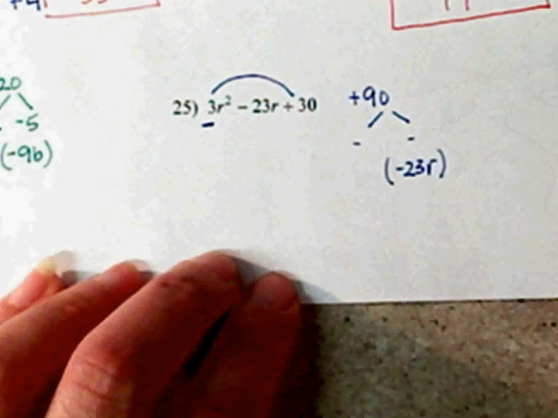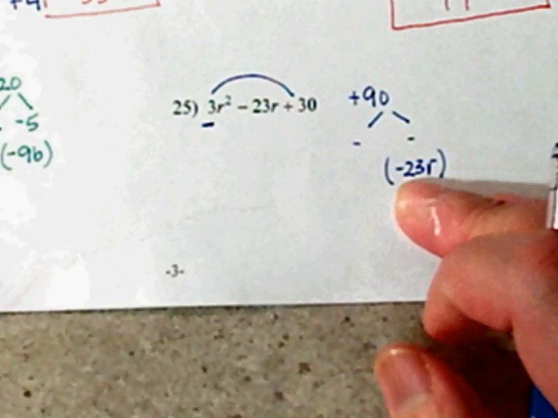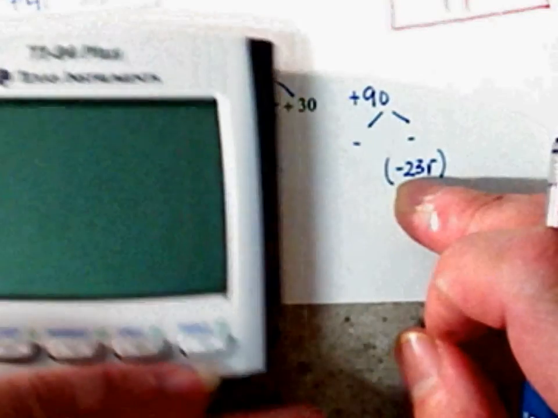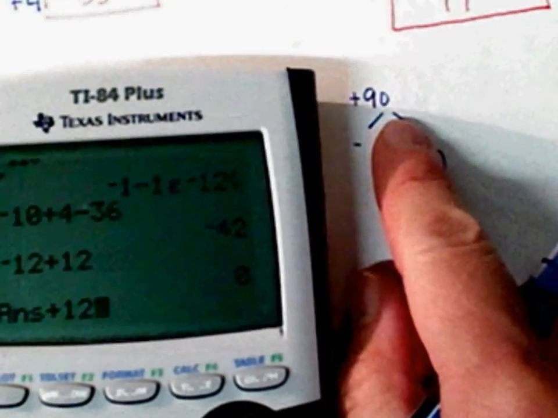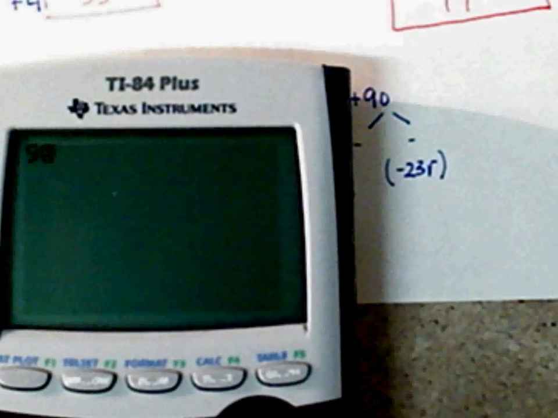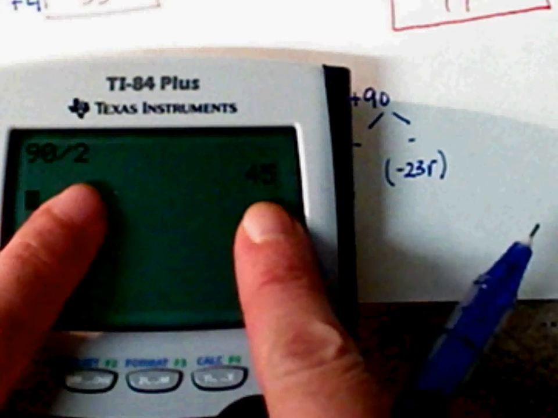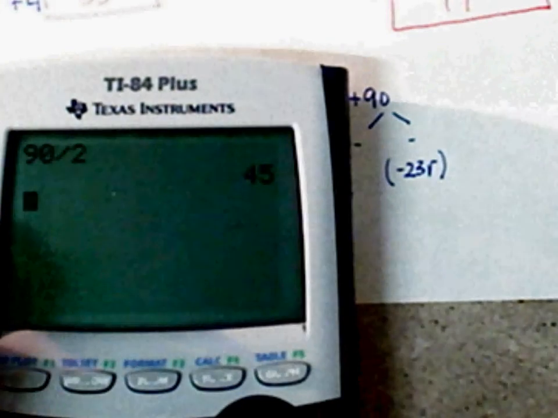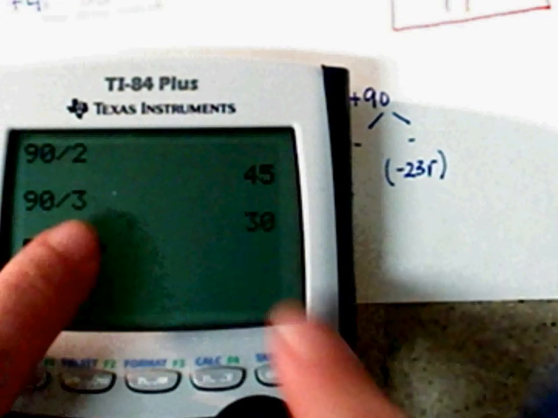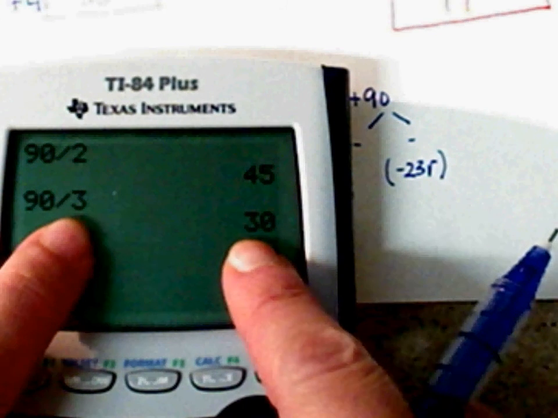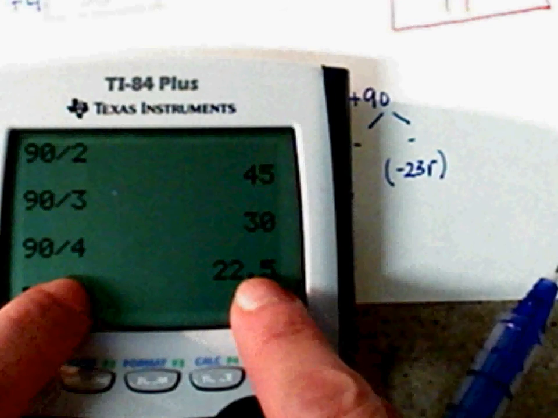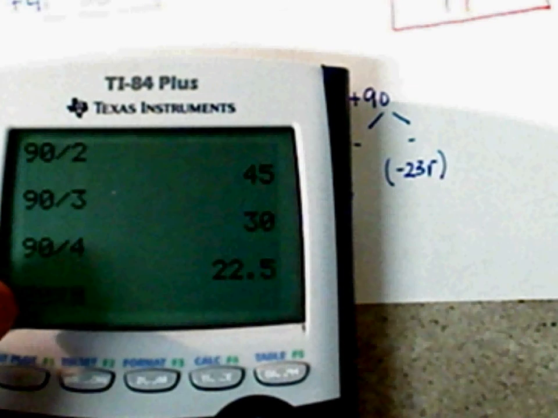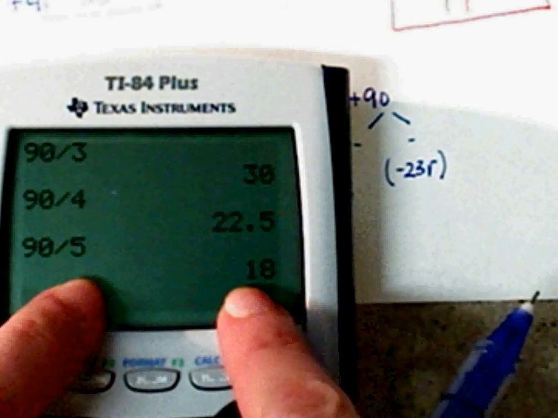So if you don't know where to start, guys, do not just sit there. Start dividing. You notice how 90 is an even number? So 90 divided by 2. Does that add up to be 23? No. 90 divided by 3. Does that add up to be 23? No. 90 divided by 4. Not a whole number. Move along. 90 divided by 5. Does that add up to be 23? Absolutely. So 5 and 18.